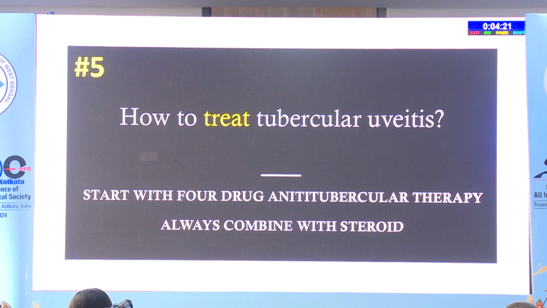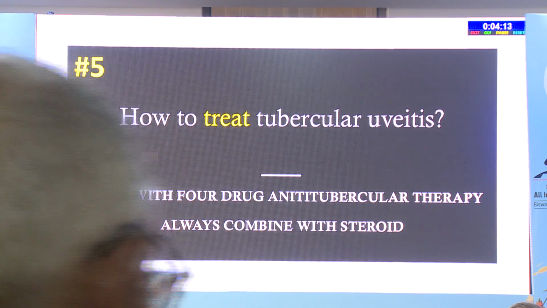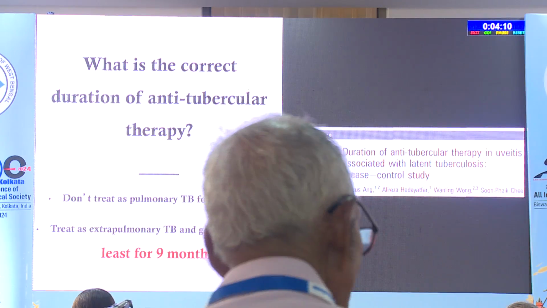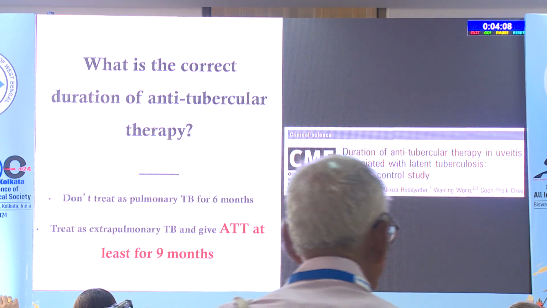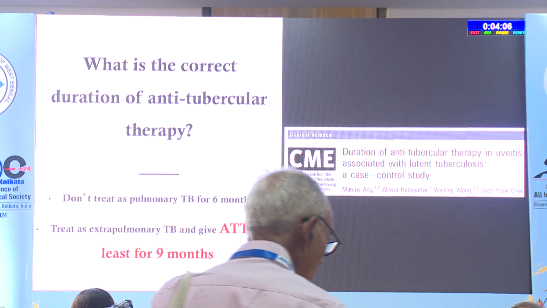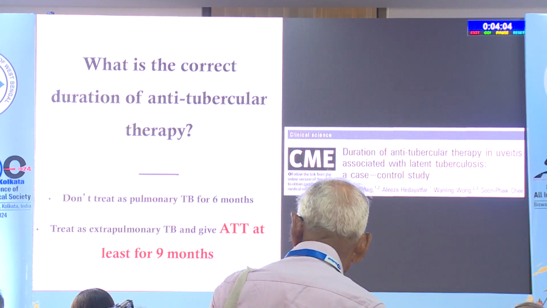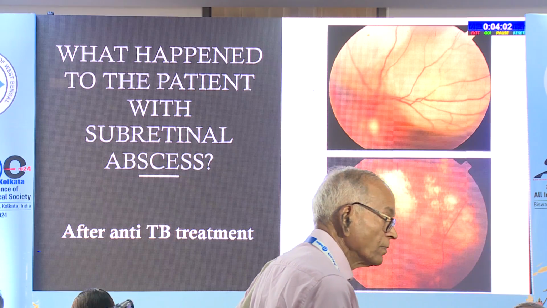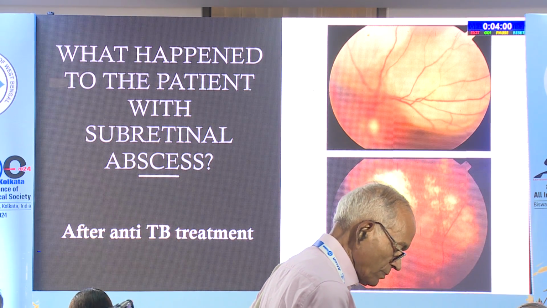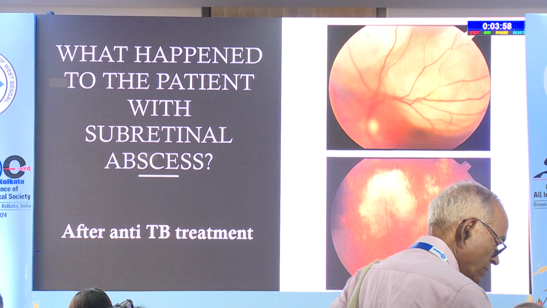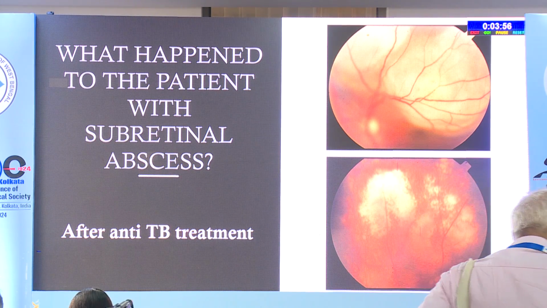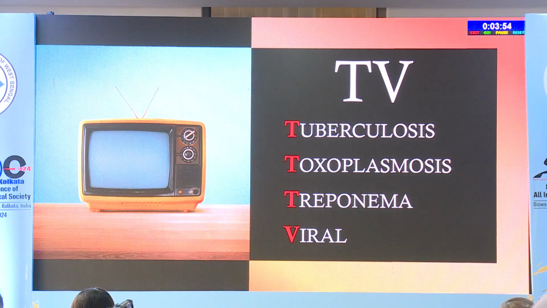How to treat tubercular uveitis? Start with four-drug anti-tubercular therapy, always combined with steroid at the beginning itself. I give levofloxacin instead of ethambutol to prevent toxicity. What is the correct duration of anti-tubercular treatment? Some of the salient points I would like to highlight: treat as neurotuberculosis and treat for at least 9 months. And what happened to this patient with the subretinal abscess? You can see, with appropriate treatment, there is complete resolution of the lesion with improvement of the vision.